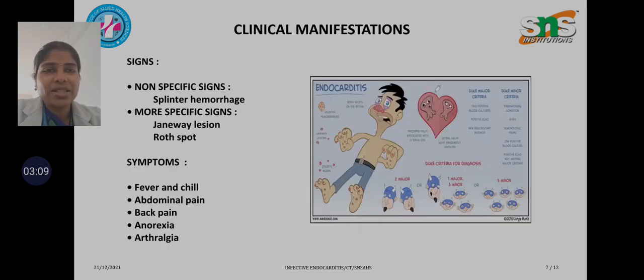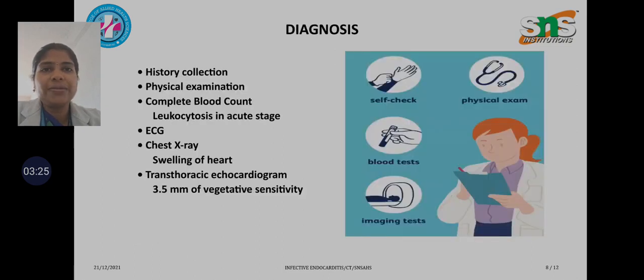Clinical manifestations: signs and symptoms are also noted. Signs are non-specific, such as splinter hemorrhages, and more specific signs are Janeway lesions and Roth spots. Symptoms again include fever, chills, abdominal pain, back pain, anorexia and arthralgia.